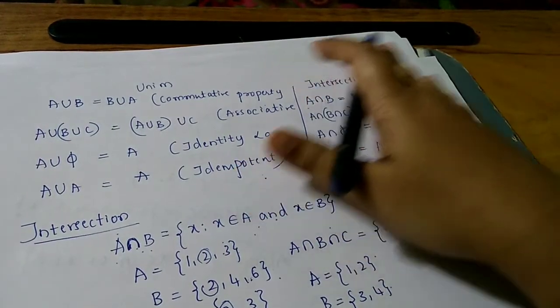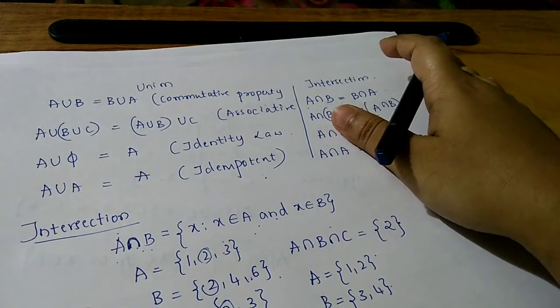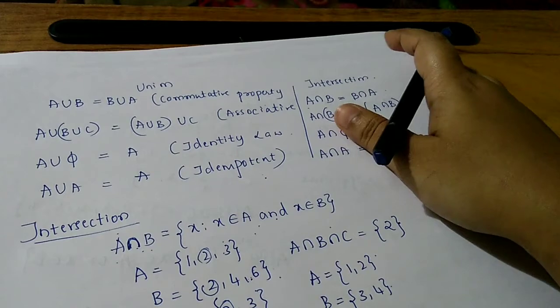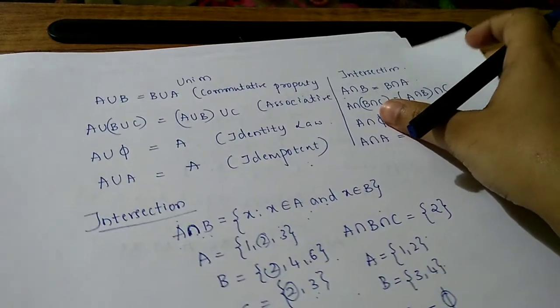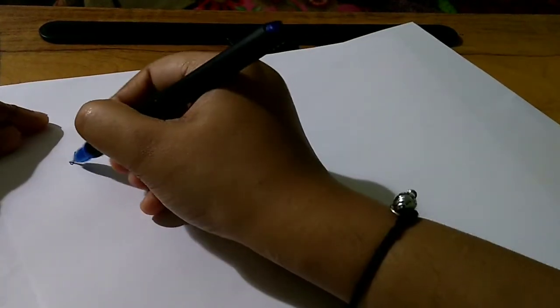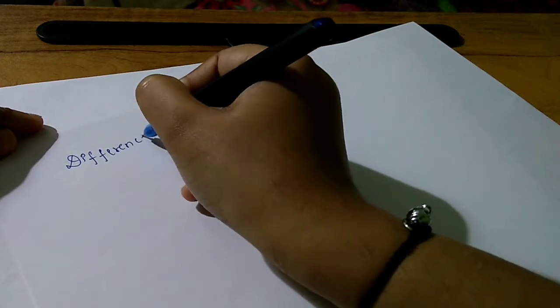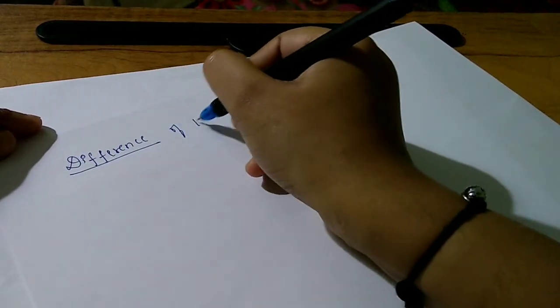So this is all that I had explained in the last class. I just revised it once. What is union? What is intersection? Lastly, I wanted to tell you one more operation on sets. So that is what? Difference of two sets.